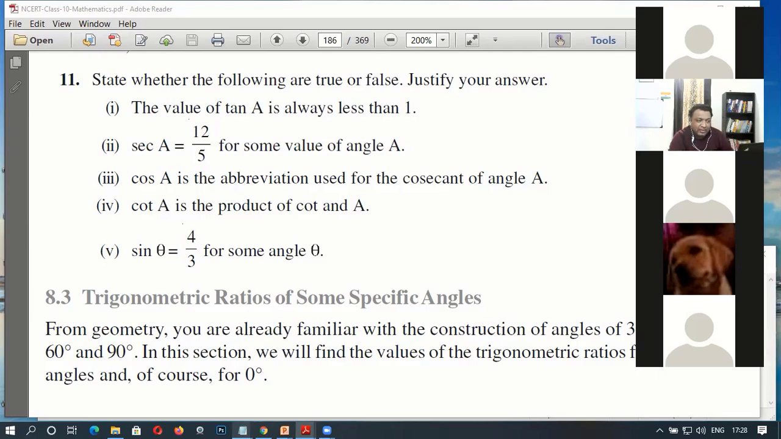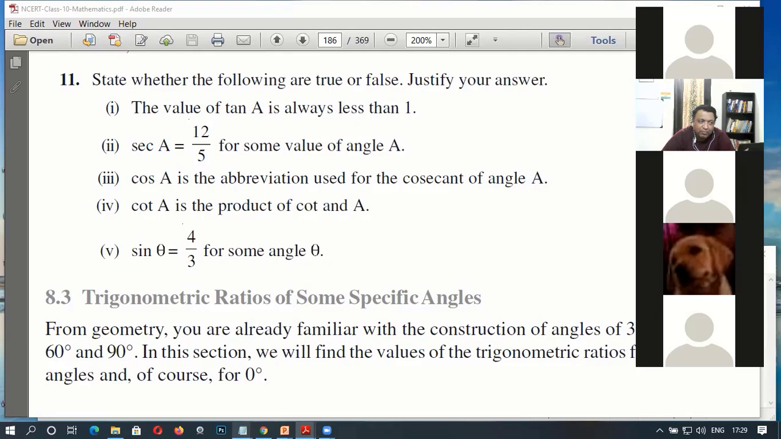Last question. In this, sin theta is 4/3 for some angle theta. Tell me, Tanishka. Can sin theta be 4/3 or not? Explain on audio, either Anvi or Tanishka, whoever wants to go. Tanishka, you want to go? Yes, sir, I'll try. Sin theta is 4/3 for some angle theta, yes or no? It's no. Correct. Why?